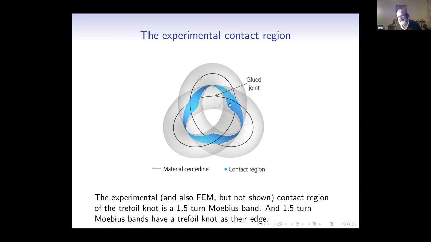This is now the 3D contact set. So in the ideal knot where cross sections were rigid, we had this trefoil knot and it was lines of contact. So that's been smeared out and you now get a ribbon. So this is the contact set, right? You look at that and you immediately see it's a 1.5 turn Mobius band, right? And it turns out 1.5 turn Mobius bands have a trefoil knot as their edge.